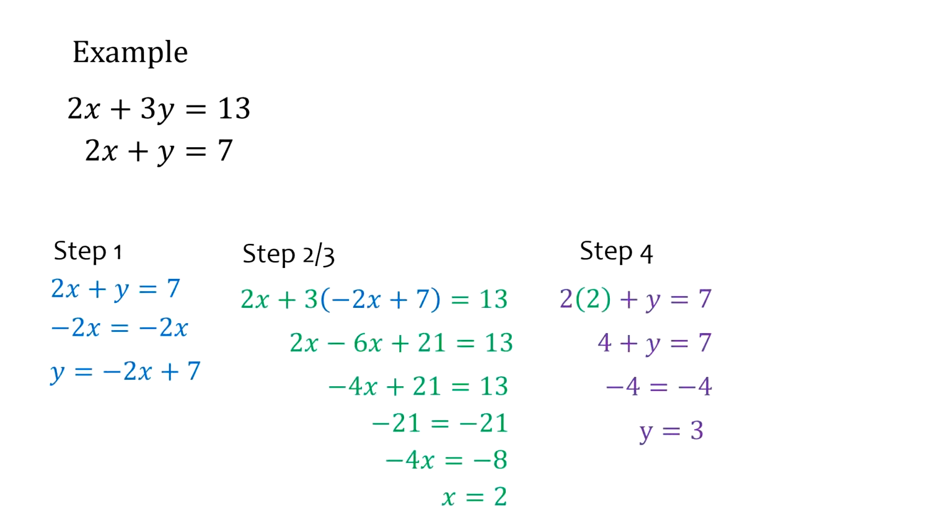Again, I picked the second one because it's easier math once I plug the value in and start solving it. So I plug 2 in, I get 2 times 2 plus y equals 7. So I get 4 plus y equals 7. I subtract 4 from both sides, and we end up with y equals 3. So then the last part is just to write it as an ordered pair. So my x is 2, my y is 3. The ordered pair is (2, 3).